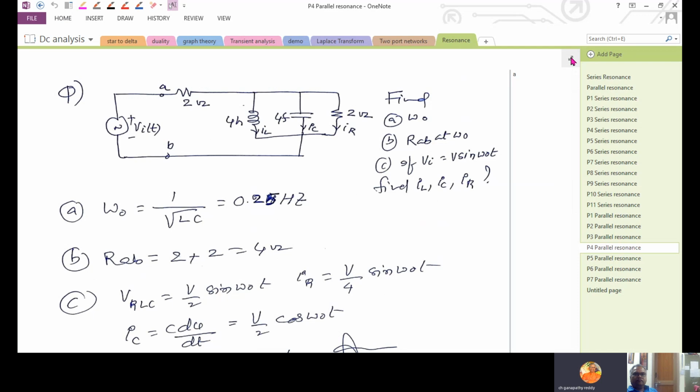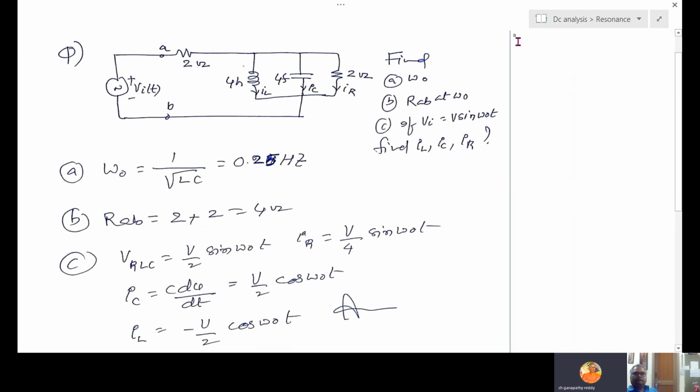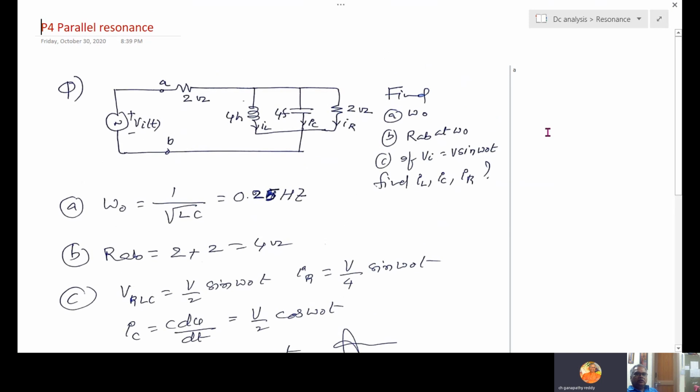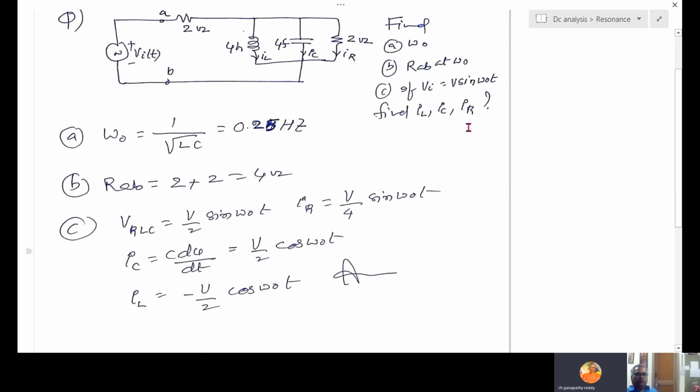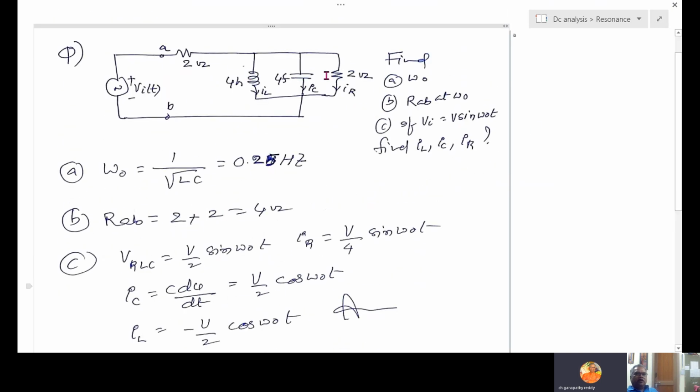Problem 4 is also simple. So an RLC circuit is connected in parallel, across a 2 ohm resistor. They are asking to find omega naught. What is the resistance across AB at omega naught? If Vi is V sin omega naught t, find IL, IC, IR.